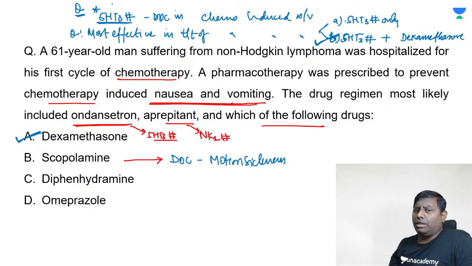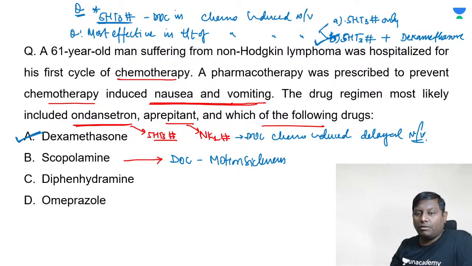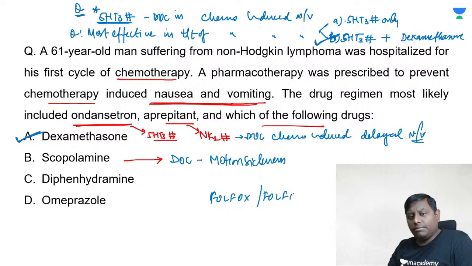Diphenhydramine, omeprazole, no, they are not coming under the regimen of chemo-induced nausea and vomiting. So aprepitant, it's the drug of choice in chemo-induced delayed nausea and vomiting. Delayed is the term, okay. They don't say FOX regimen, they say FOLFOX or FOLFIRI regimen. So the drug of choice for colorectal carcinoma, if the examiner asks drug of choice in colorectal carcinoma, then the answer remains 5-fluorouracil.